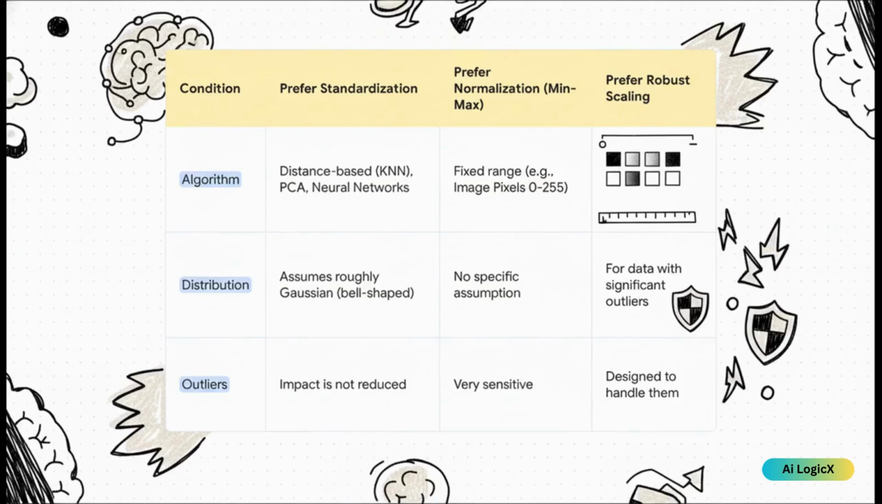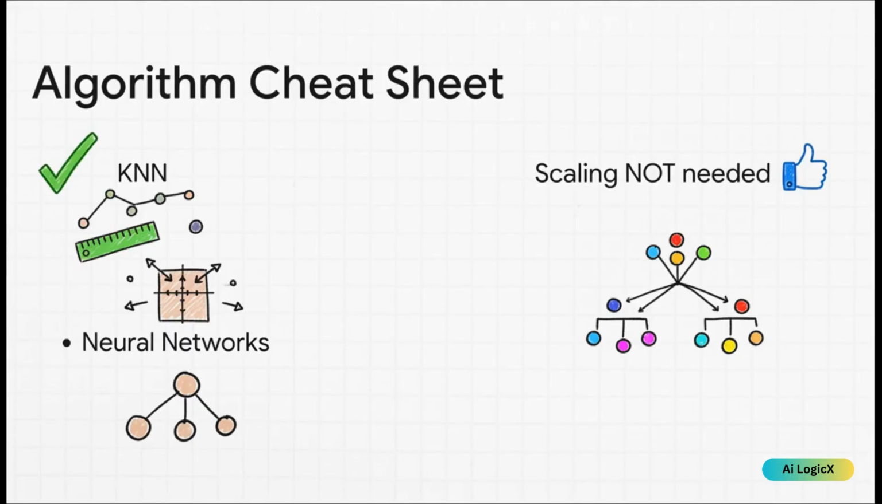You should lean towards standardization if your algorithm is based on distance, or if it assumes your data looks kind of like a bell curve, which is true for a lot of neural networks. Go for normalization when you know for a fact what the minimum and maximum values are, like for image pixels that are always 0 to 255. And if you even think you might have outliers, just start with robust scaling. It's your safest bet.